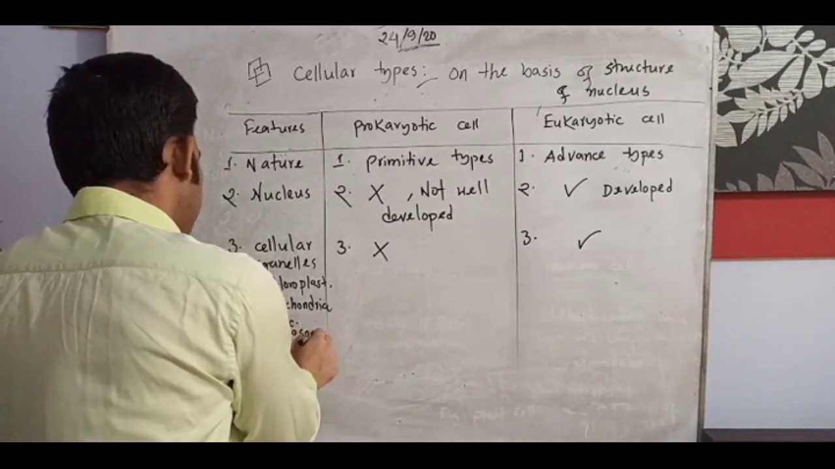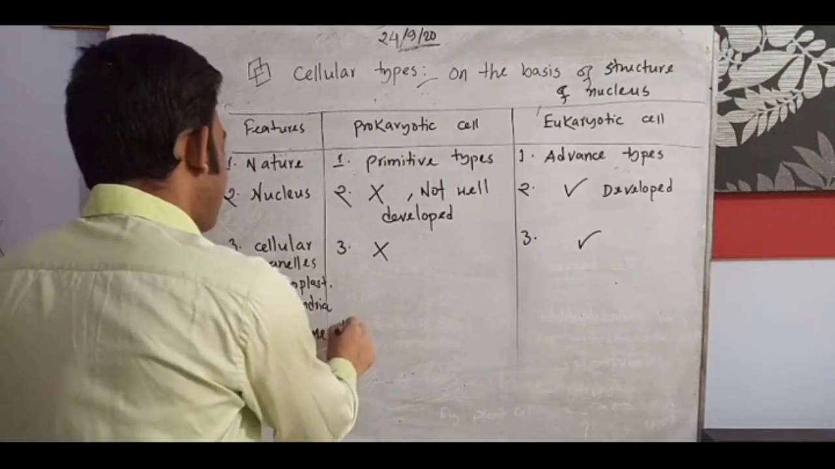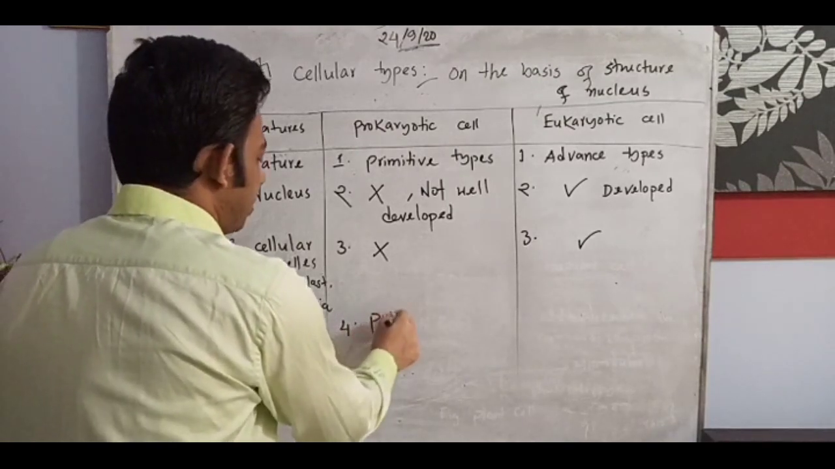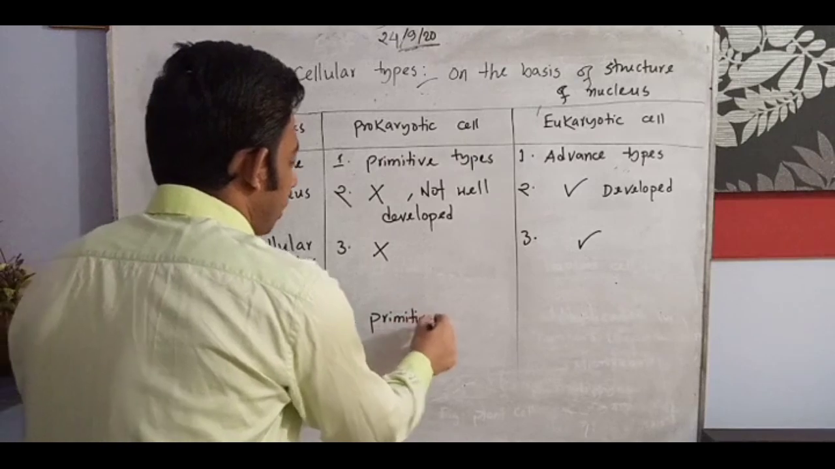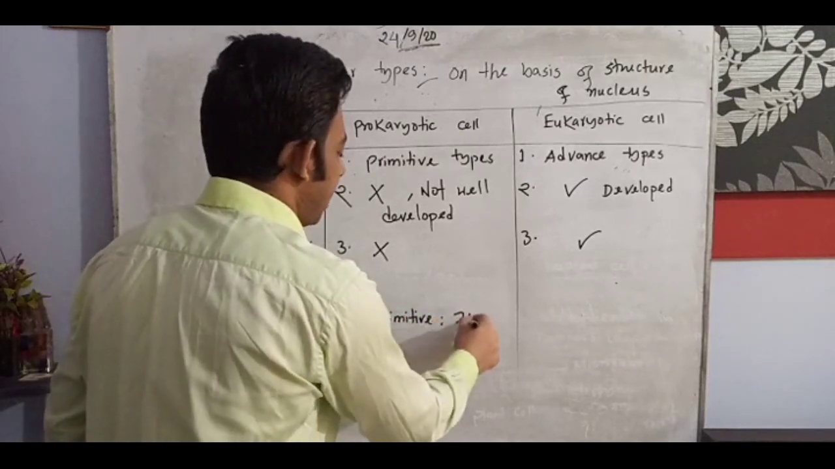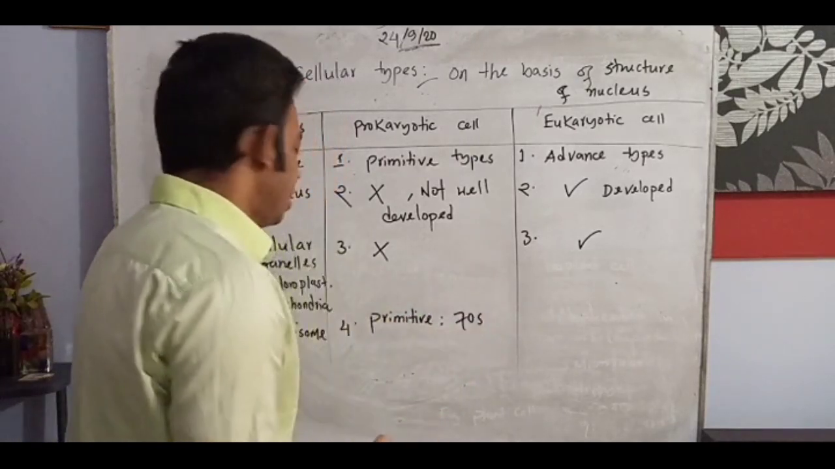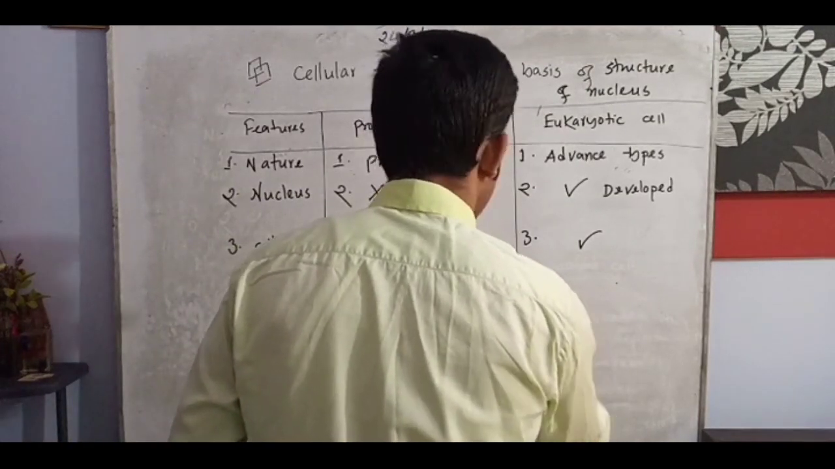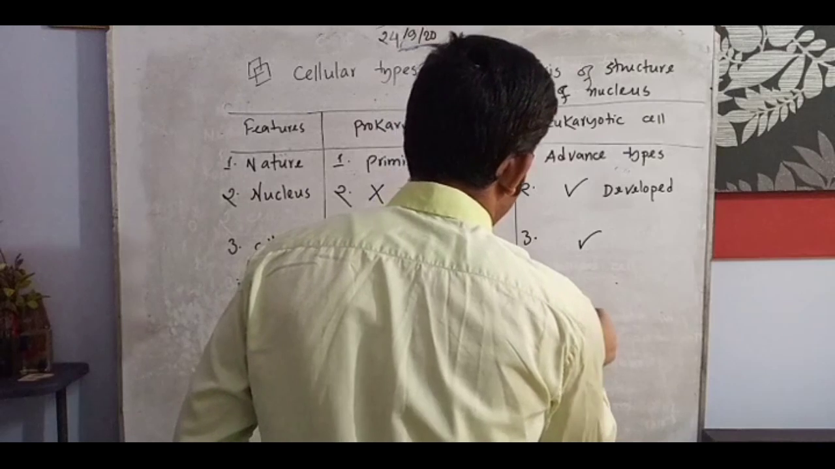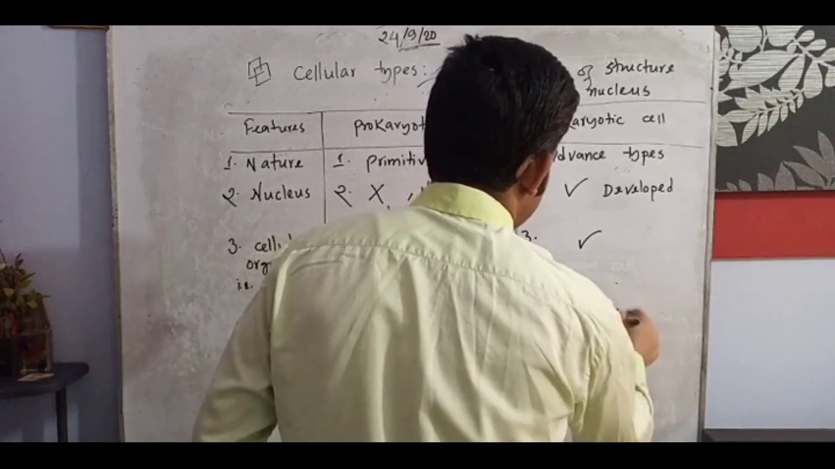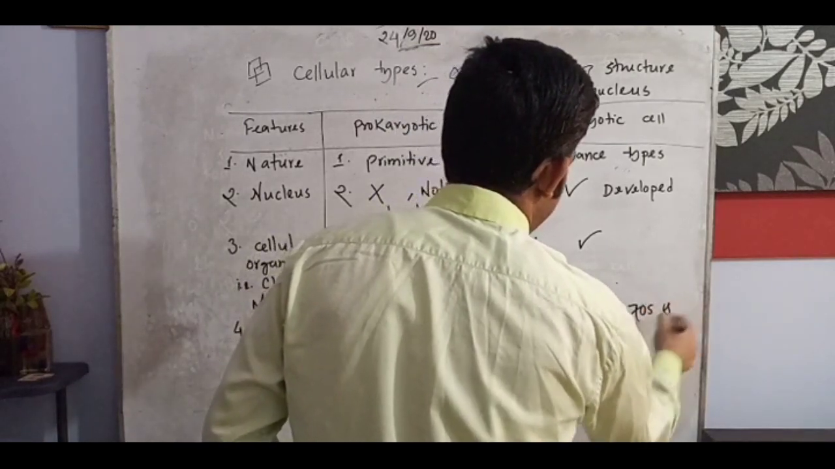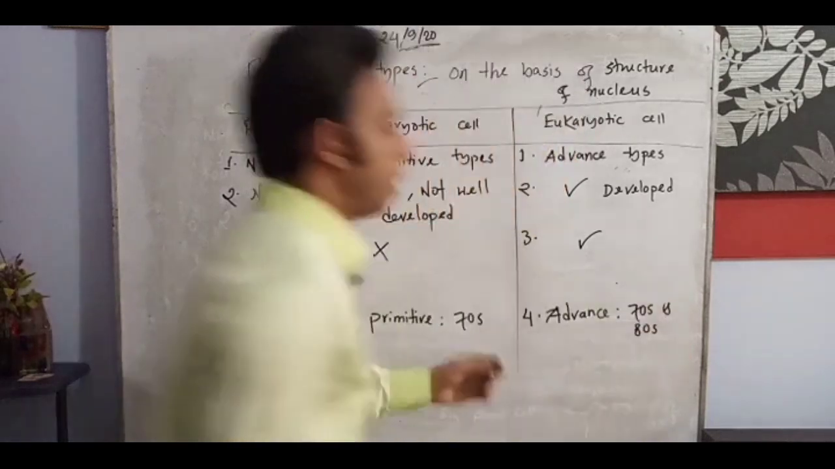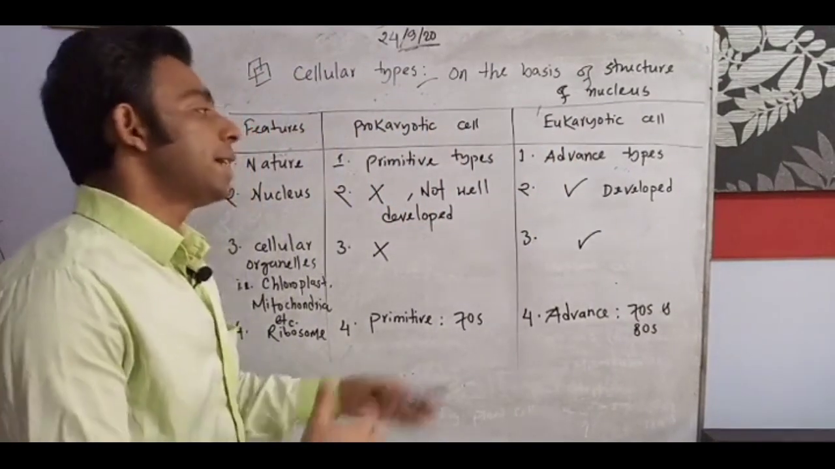Ribosome is also the primitive type here, and this is the 70S. Yes, my dear student, you can ask me, sir, what is the 70S? Here, advanced, and that is 70S and 80S. Advanced types have 70S and 80S.